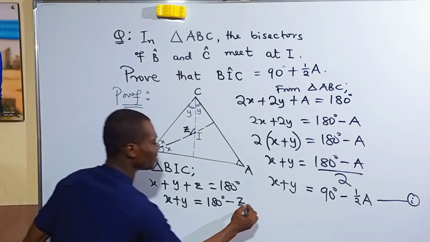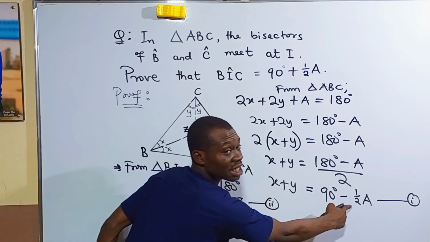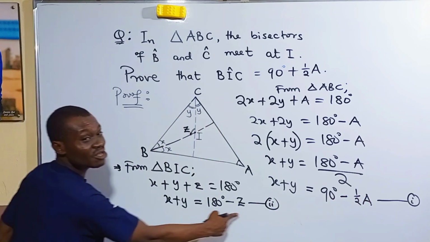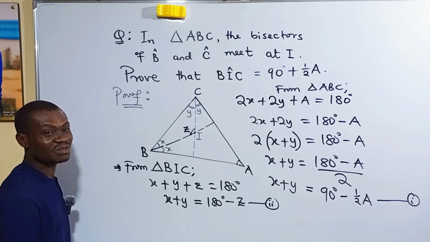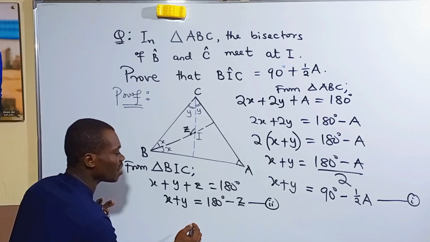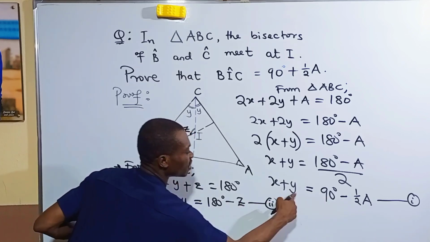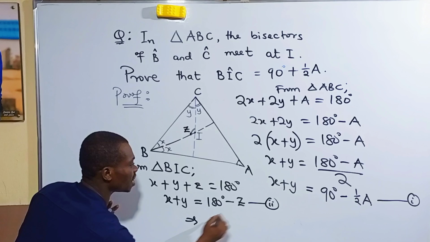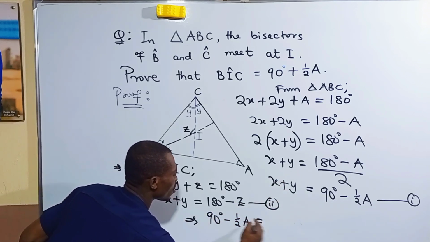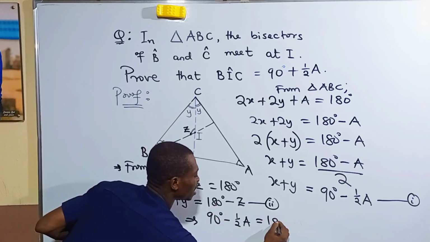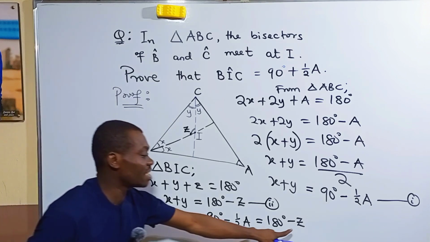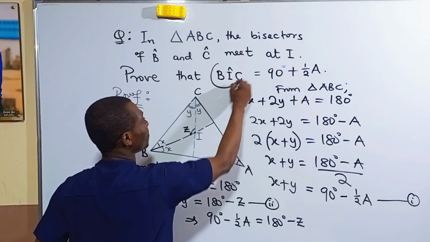You can now see that in equation 1, x plus y is equal to something. In equation 2, x plus y is also equal to something. So all I need to do is compare equations 1 and 2. Both of them are equal, so by implication, my 90 degrees minus half A will be equal to this other side, which is 180 degrees minus z. From here, I will make z the subject. Remember, it's z I'm looking for, which is my BIC.